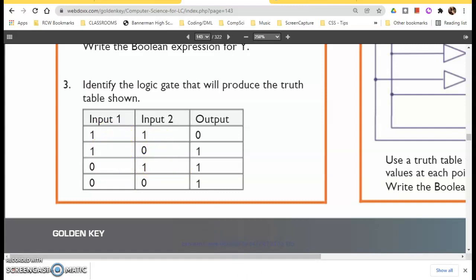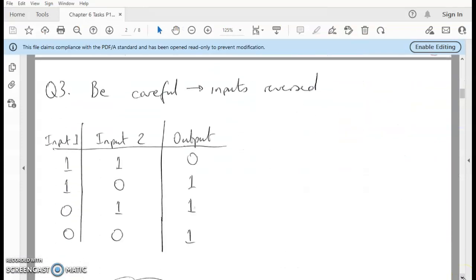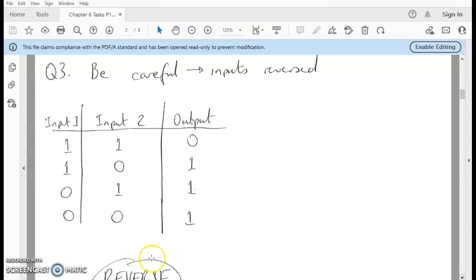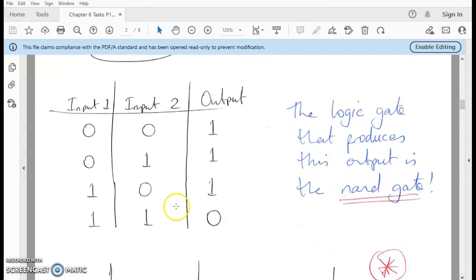So just even before I do anything with the answers, if I go on here to number 2, be careful, the inputs are reversed. If I write this in reverse now, it might help me understand what's going on a bit easier. 0, 0, and you got an output of 1. 0, 1, 1, 0, 1, 1. So I wrote it out in a sequence that would make a lot more sense to me.